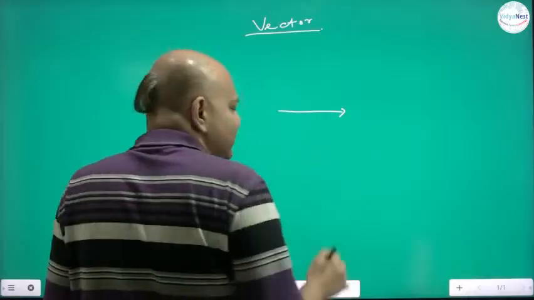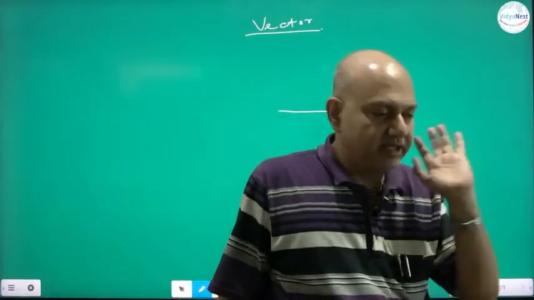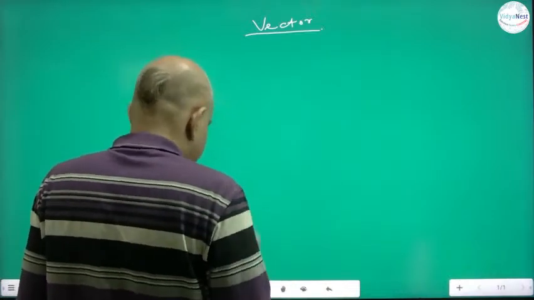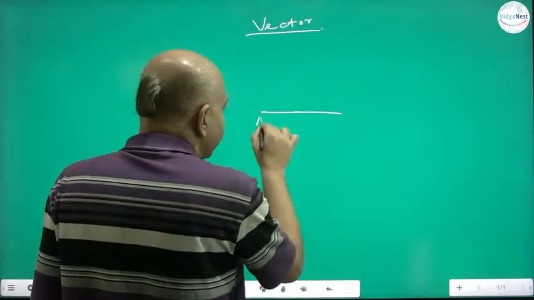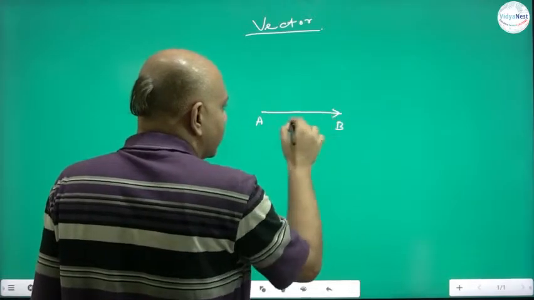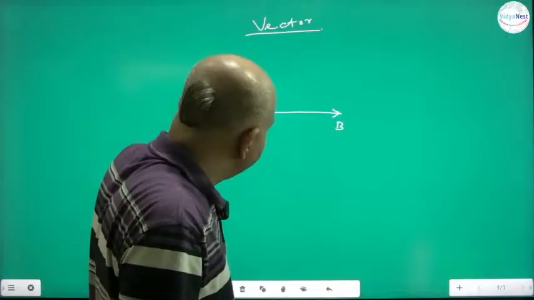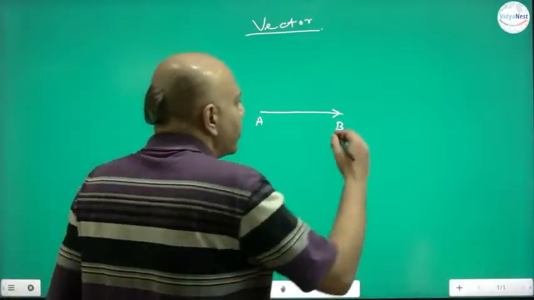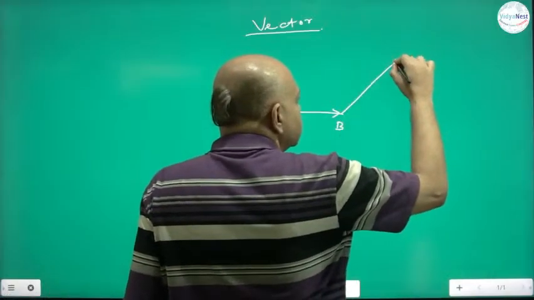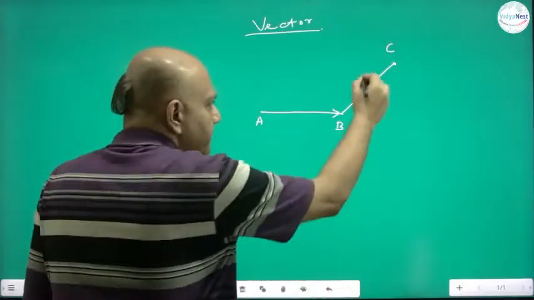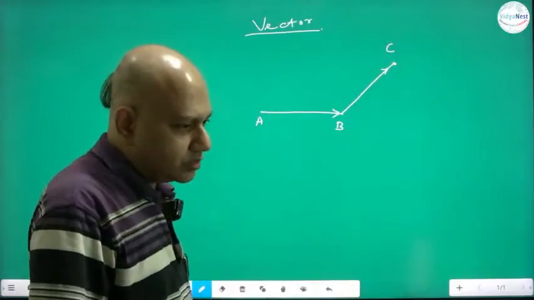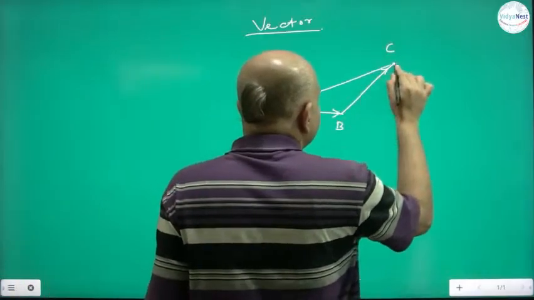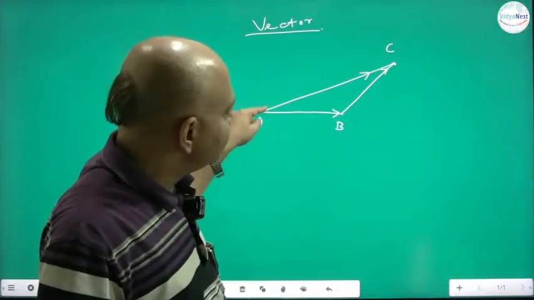Let us first start from the displacement vector. A point A, a point B, a displacement has occurred, AB. A person has moved from A to B. Okay, Saurabh? Now from B to C, second displacement, B to C. So A to B and B to C, what should be the combination, Saurabh? Can you tell me? Final displacement is equal to AC, na?